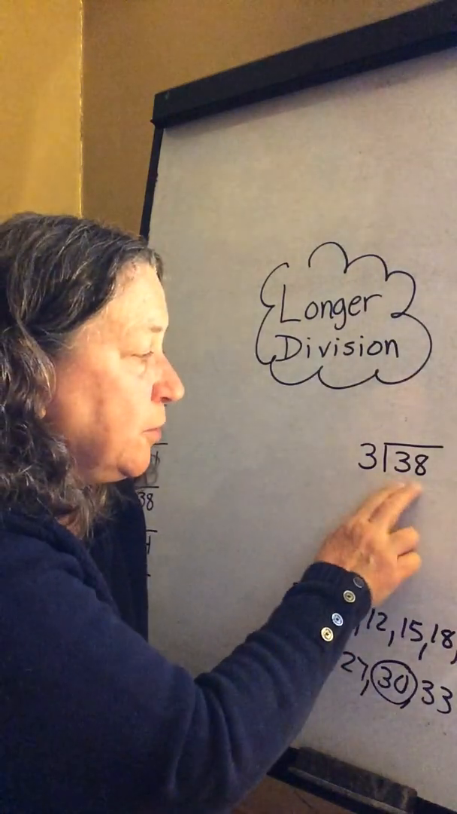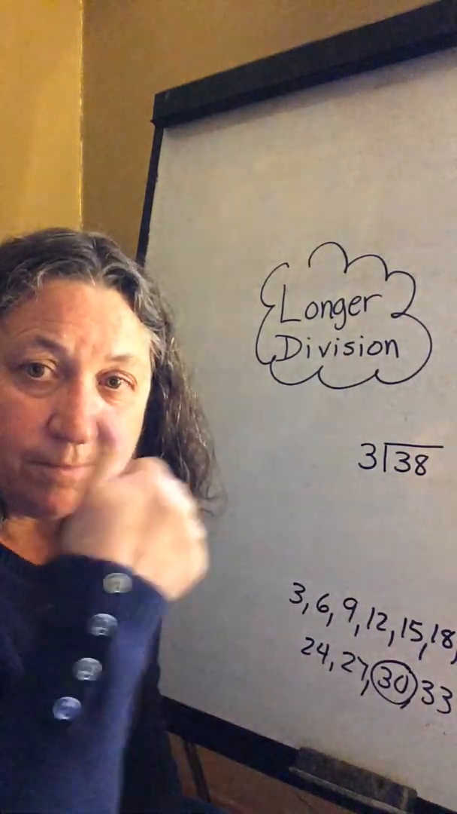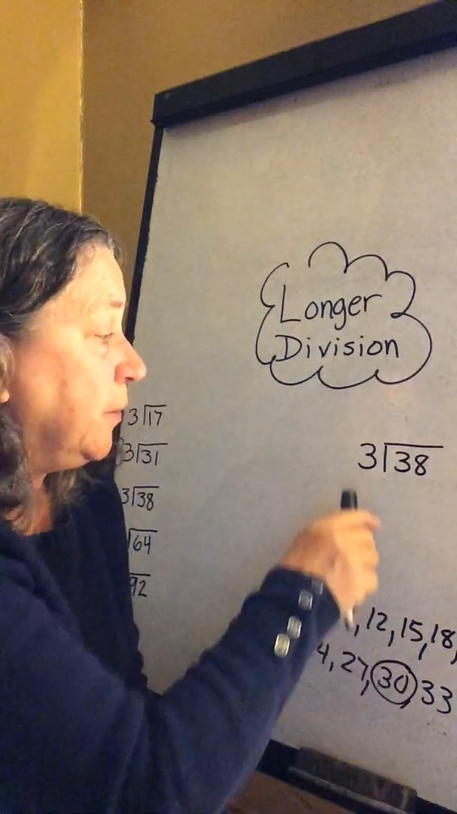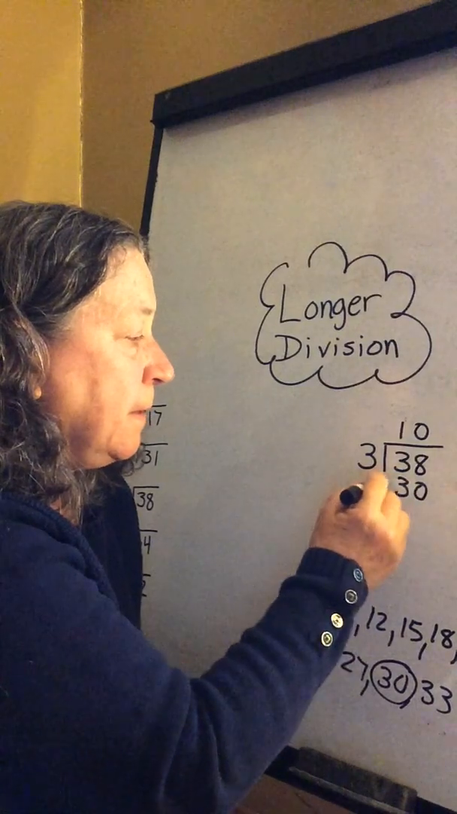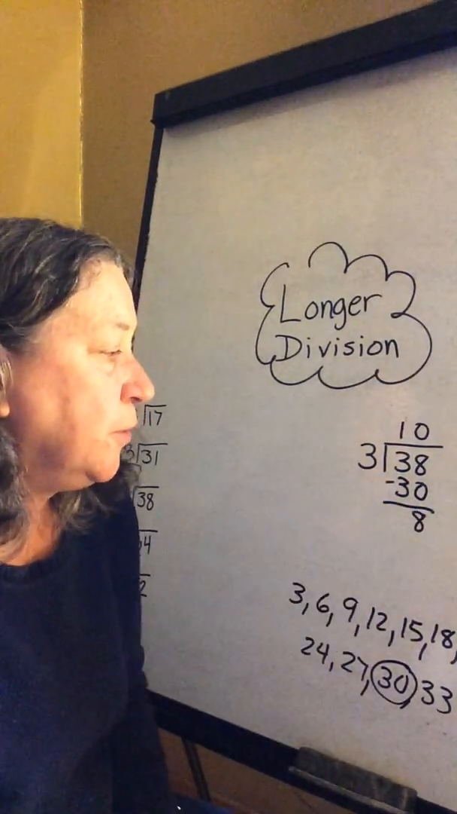3 times 10 is 30. Could I give them each $10? Yes, I could. So let's do it. 3 times 10 is 30. And there would be $8 left over.